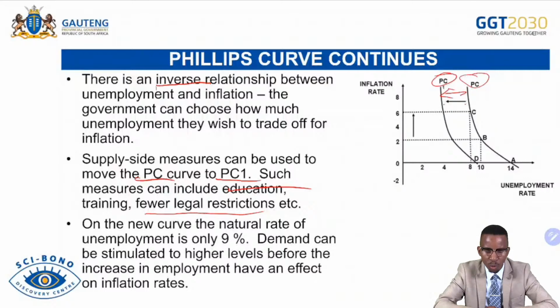On the new curve, the natural rate of unemployment is only 9%. Here it's 9%, but it's not indicated. Demand can be stimulated to higher levels. Therefore, the change in the unemployment rate has an effect on the inflation rate.